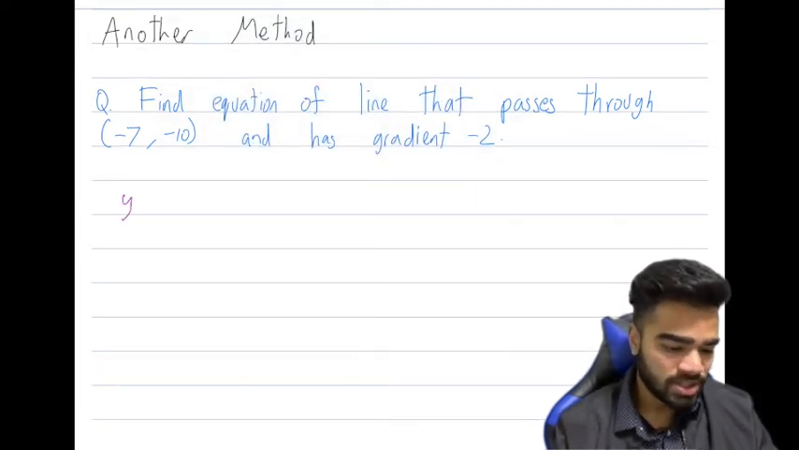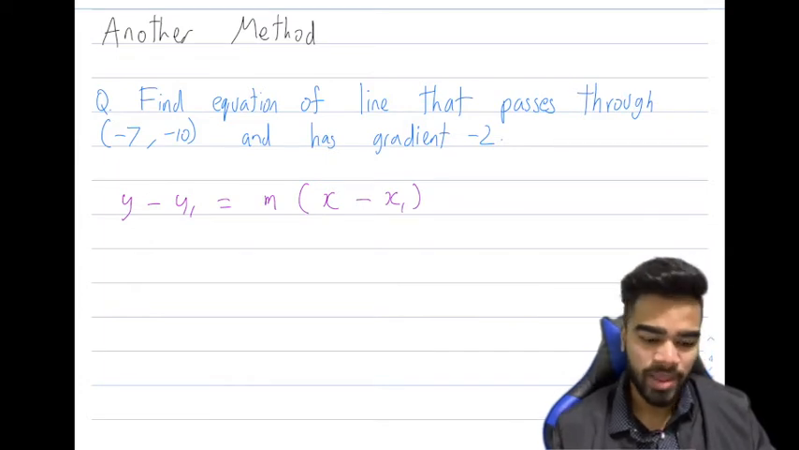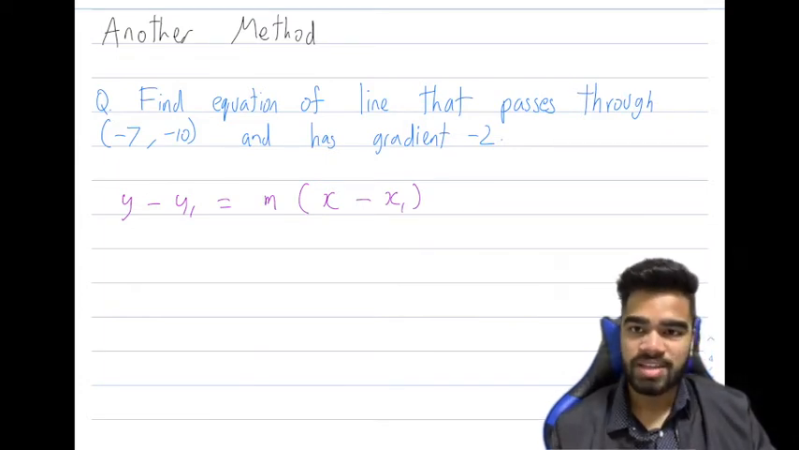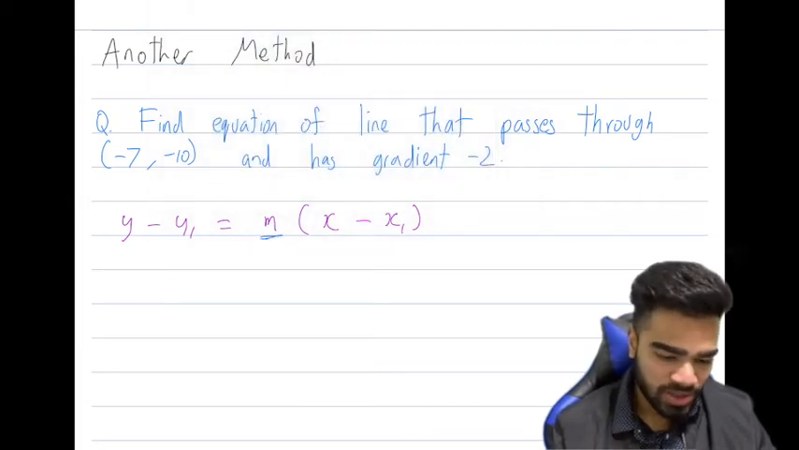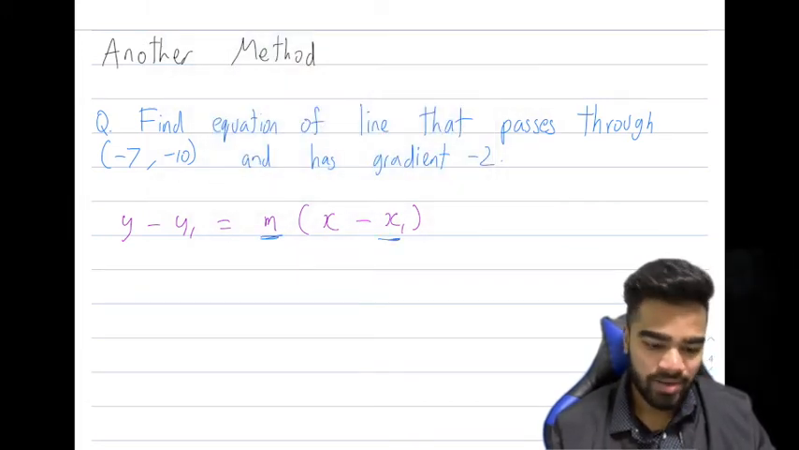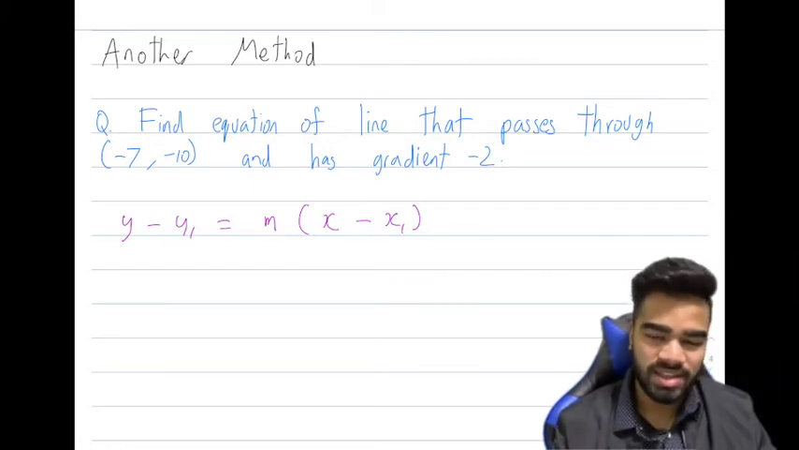Okay, and the equation I'm going to use is y minus y1 is equal to m in brackets x minus x1. Okay, this seems a bit complicated, but we should get the same answer. Okay, just follow me. Let's go through this. Okay, so you can see this equation also has the same thing, right? It has an m, right, and it has x1 and y1. Okay, so to use this equation, the method is largely the same.